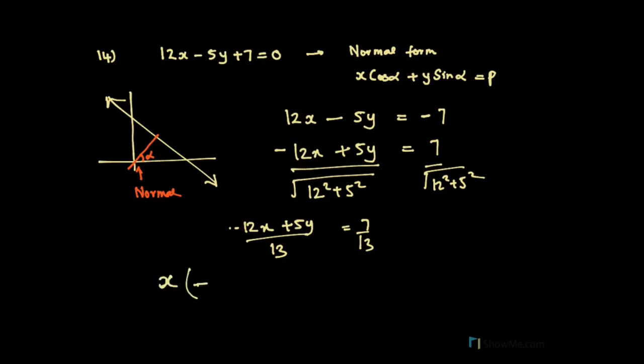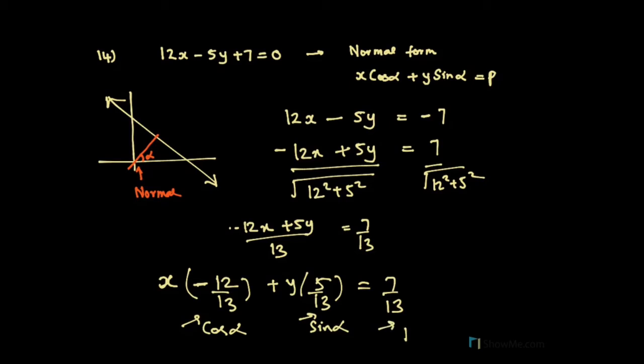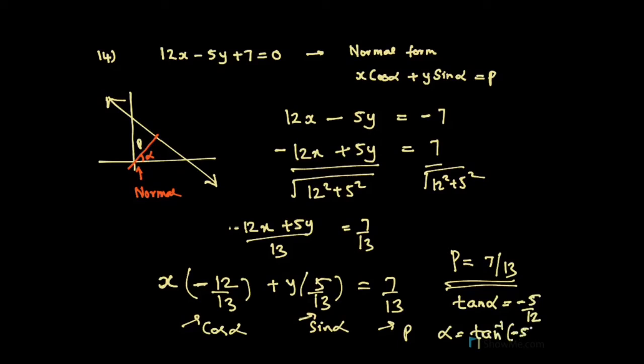Now, you split it as x into minus 12 by 13 plus y into 5 by 13 is equal to 7 by 13, which only means that cos alpha is minus 12 by 13, sin alpha is equal to 5 by 13. So, p is 7 by 13. So, we have converted it to the form x cos alpha plus y sin alpha equals p. Now, they are asking us to find alpha. In this case, you are going to find tan of alpha. Tan of alpha is sin alpha by cos alpha, which is minus 5 by 12. Therefore, alpha is tan inverse of minus 5 by 12. And p, the perpendicular distance, is 7 upon 13.